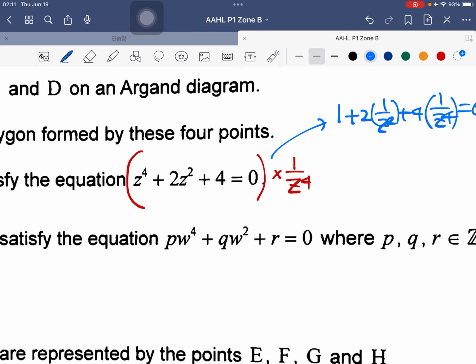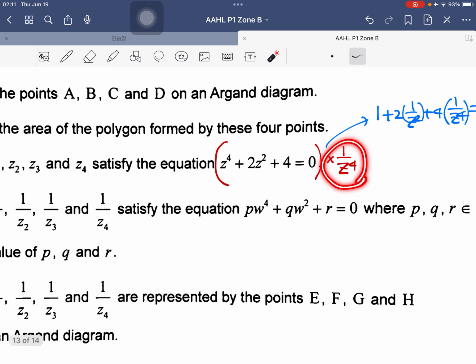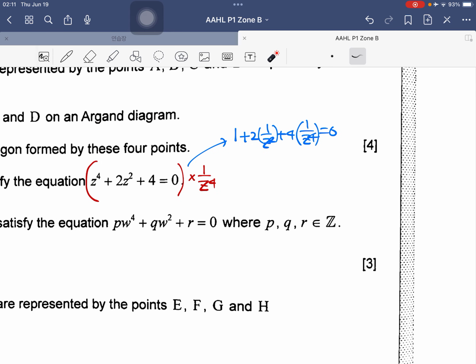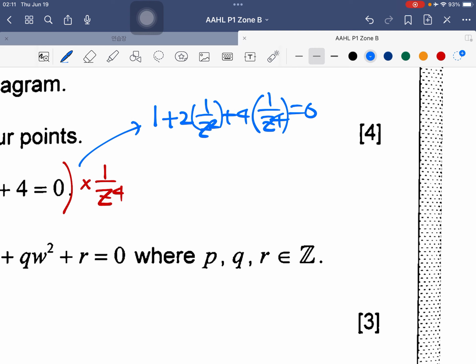Because z1, z2, z3, z4 are the roots of this equation, multiplying this also makes sense. So this is also a root of that equation. So the roots of these equations are 1 over z1, 1 over z2, 1 over z3, and 1 over z4.